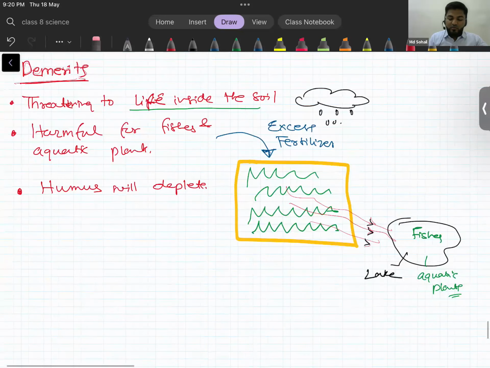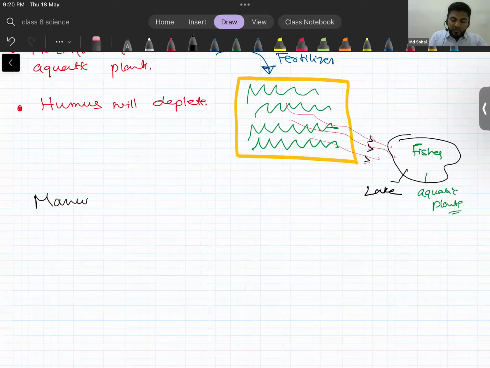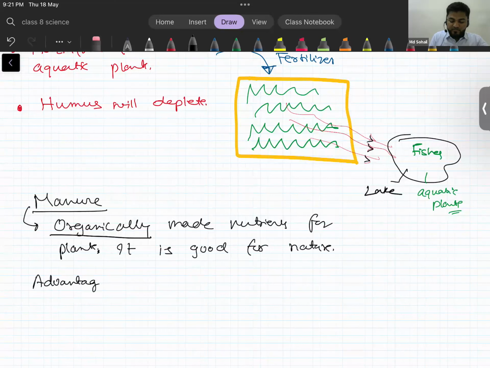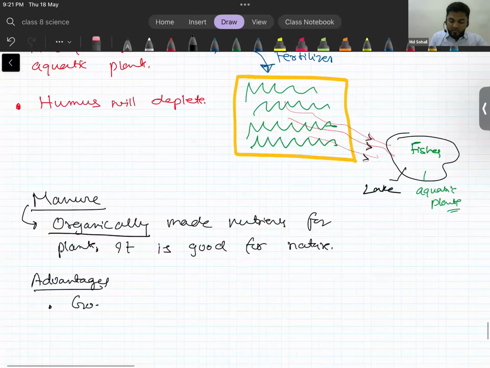Now, if we were to talk about manures, manure also comes with some advantages and some disadvantages. Manures, we know, are basically organically made nutrients for plants. Since they are made organically, they are not going to harm nature. So it is good for nature. Talking about their advantages, one is that it is good for nature.